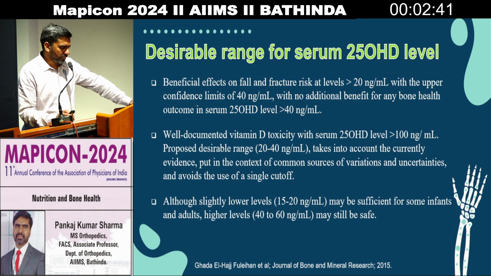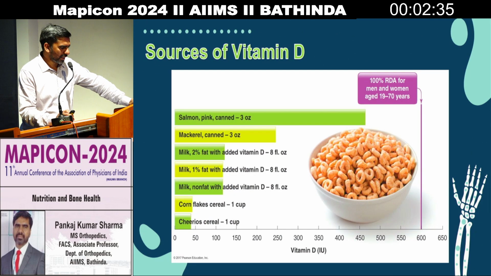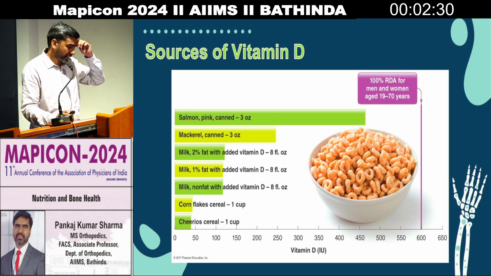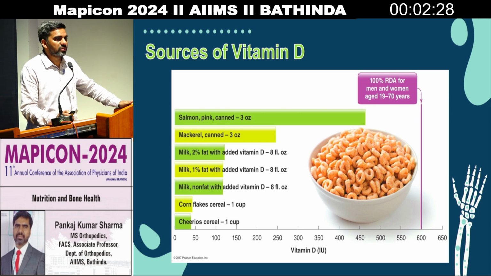This is some theory about the levels of vitamin D in the blood. I'm not going into it thoroughly. Then the sources of vitamin D. Vitamin D is fat soluble, so it is mostly of non-vegetarian origin: salmon, mackerel, canned milk, milk with fat, milk non-fat, cornflakes, and some cereals. So we can get good vitamin D from these food products.